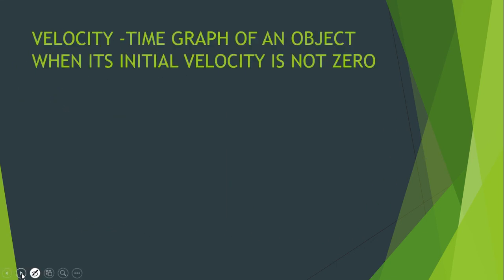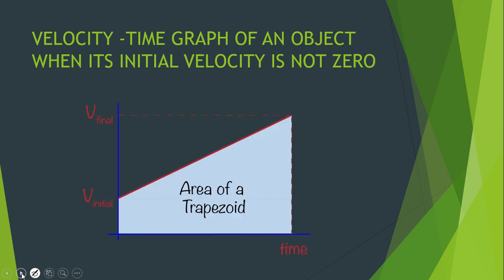Next one is velocity time graph of an object when its initial velocity is not zero. How does it look like? It looks like this graph. When the initial velocity is not zero, please note students, this red line is the main graph line and it is not starting from origin, it is away from origin. Like you can see here, it is away from origin. This is the origin and the graph starts from here. Means the initial velocity is here and finally it reaches this particular point.